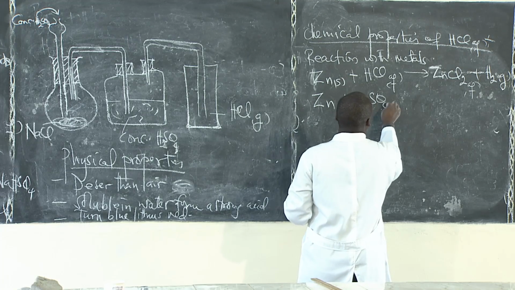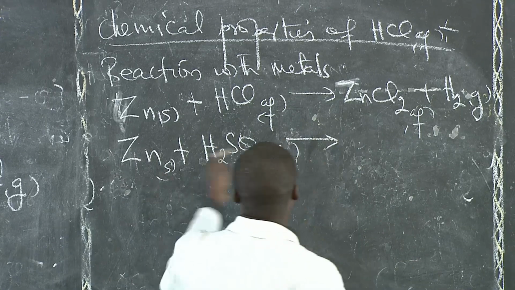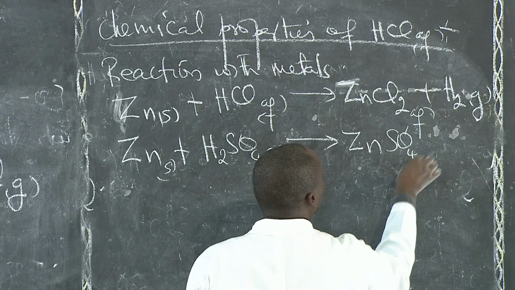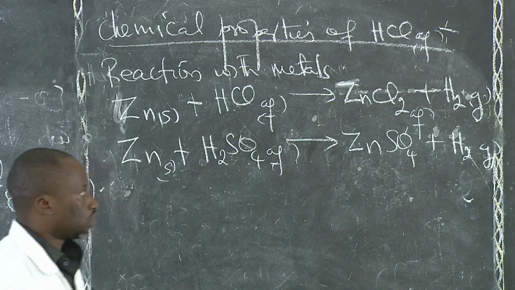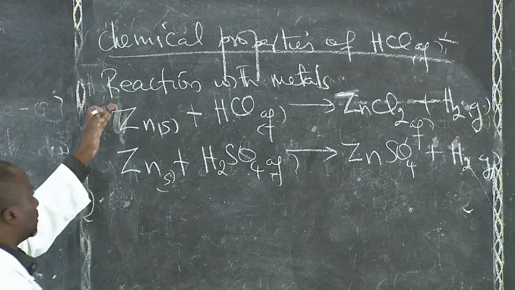Sulfuric acid also reacts in a similar way. That is zinc sulfate plus the hydrogen gas. So that is an example, one of the methods. So this is the reaction with metals.